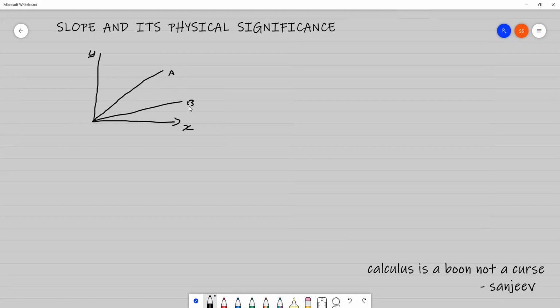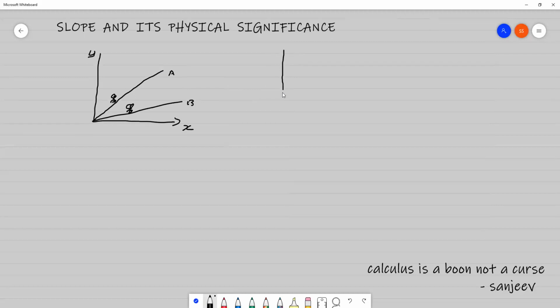If I ask you which line is steeper, either A or B, obviously your answer should be A. A is steeper than B. That is, if someone wants to climb this incline, he finds it harder than climbing this incline. So your answer is, this line is steeper. Now let us understand the physical significance of slope with a very simple example.